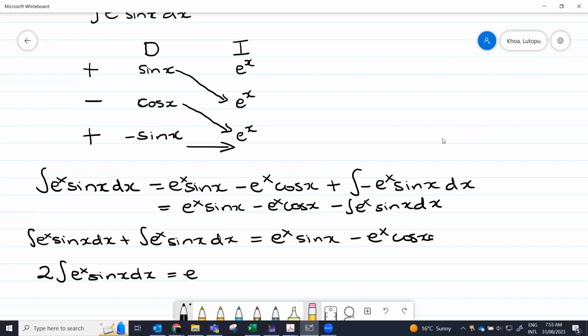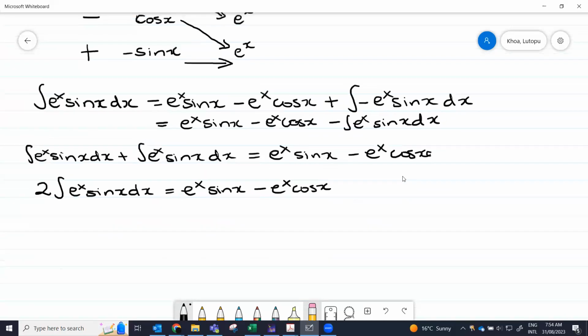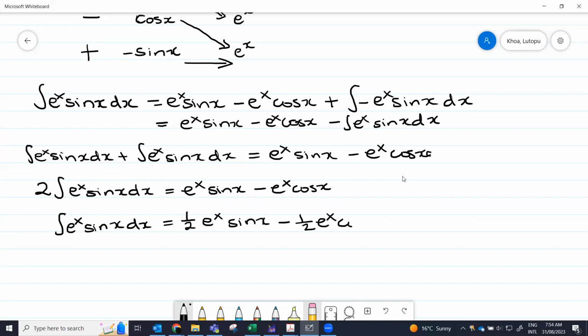This is equal to e to the power of x sine x minus e to the power of x cos x. And remember the question, we're only looking for the integral of e to the power of x sine x. So what we do is divide both sides by 2. And after we've divided both sides by 2, then we can add our constant of integration. So the integral of e to the power of x sine x dx is equal to a half e to the power of x sine x minus a half e to the power of x cos x, and then I add my constant of integration.